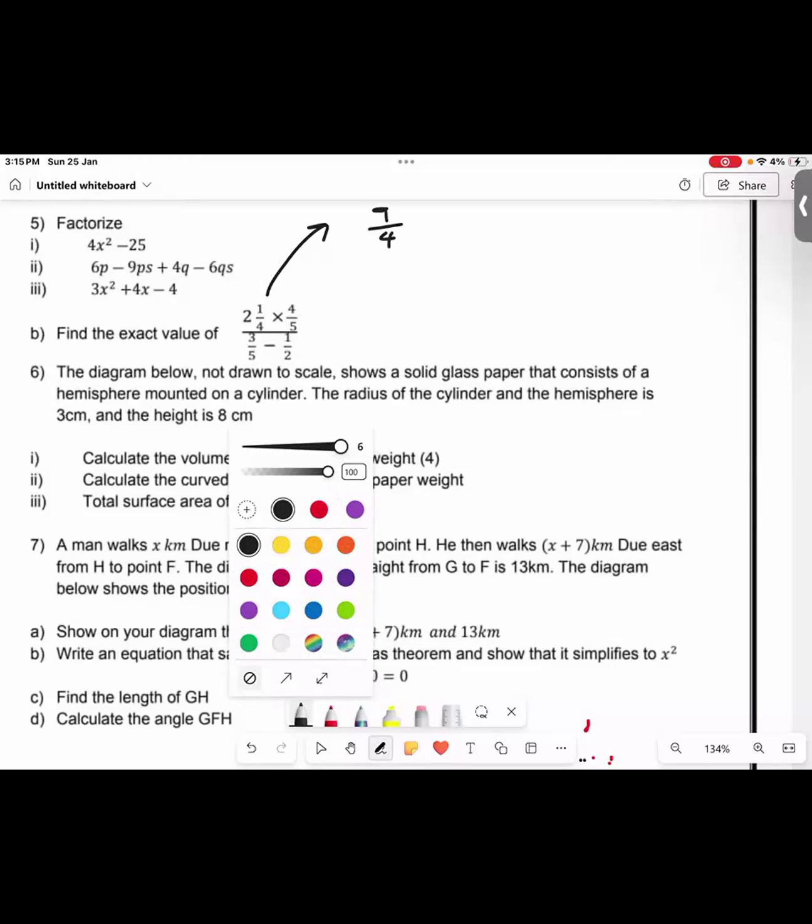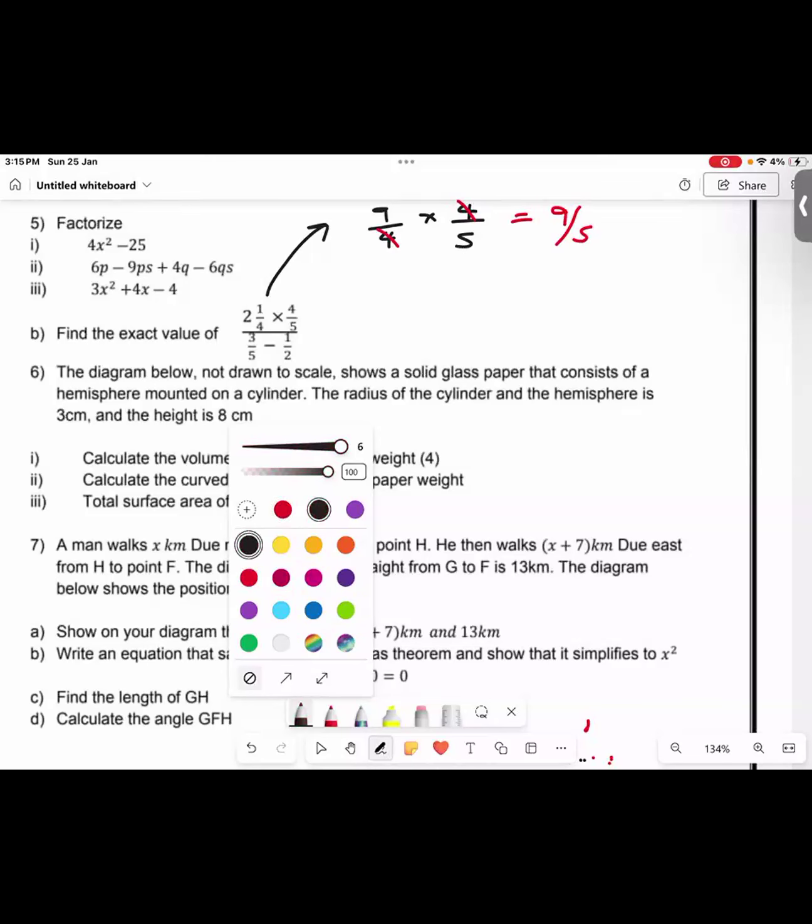9/4 multiplied by what? 4/5. What's the rule when you're multiplying two fractions? If you saw that, what would you do? Cancel. You'd cancel. Very good. So you'd cancel the 4 here, and then your answer for the top section would have been what? 9/5.